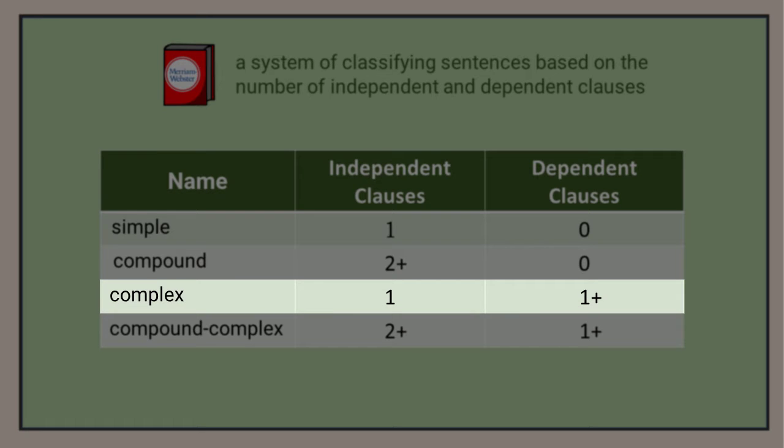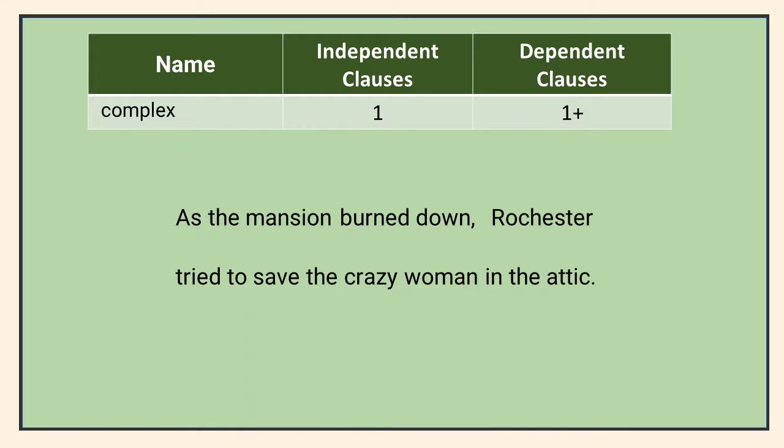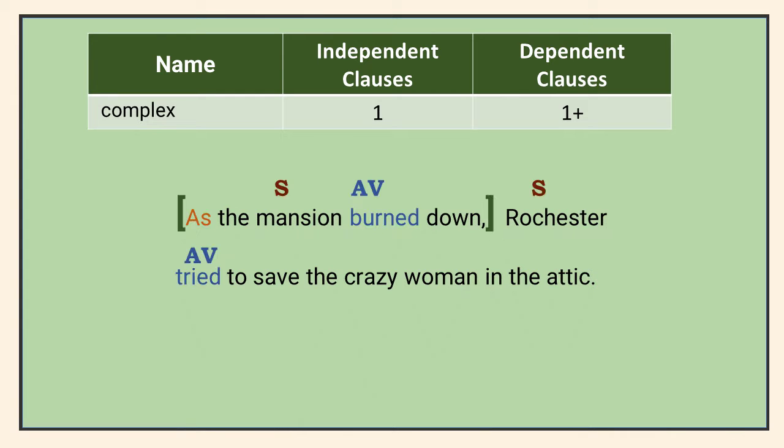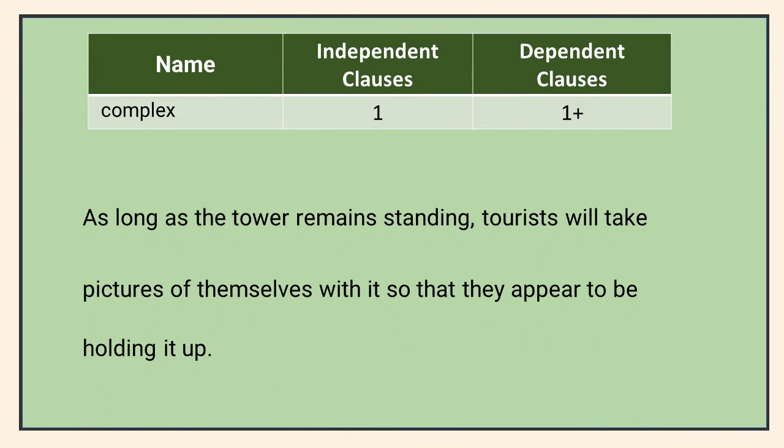A complex sentence has one independent clause and one or more dependent clauses. We first identify the two subject-verb combinations, Mansion burned and Rochester tried. Then we identify what modifiers go with each subject and which modifiers and complements make up the predicate. Finally, we look at how the two clauses are joined, in this case with a subordinating conjunction that makes the first clause an adverb one, a dependent one. Take a moment to identify the subject-verb combinations, the clauses, and the clause types.